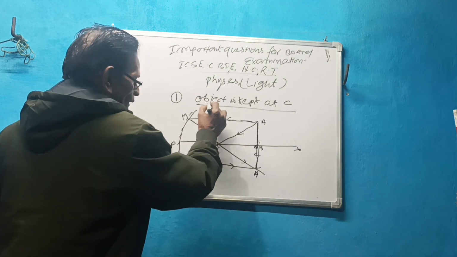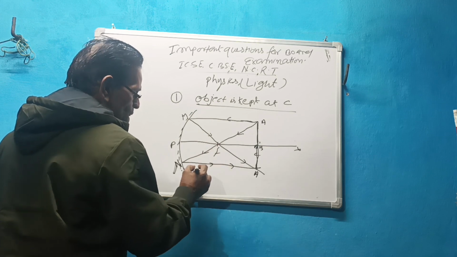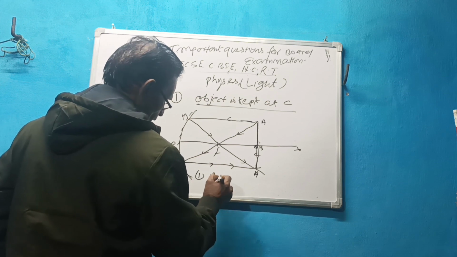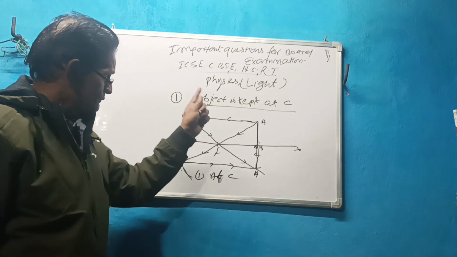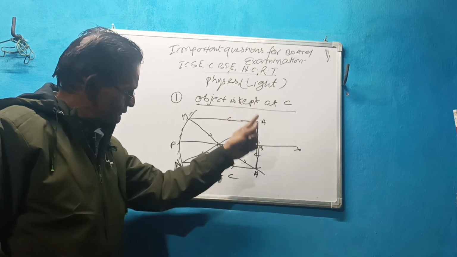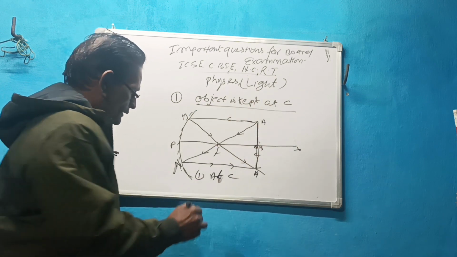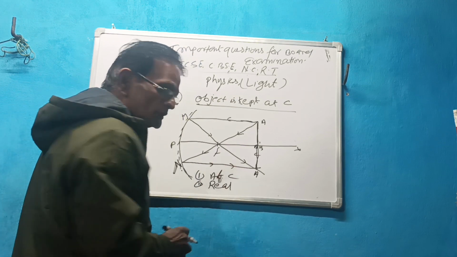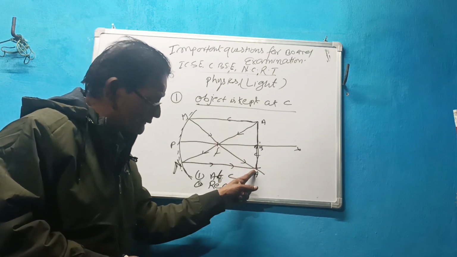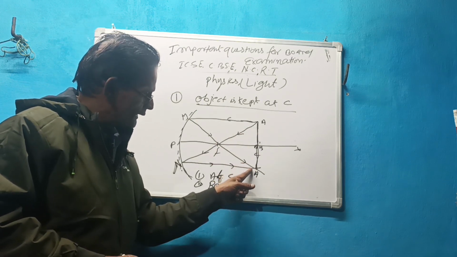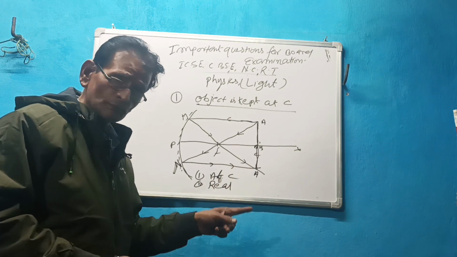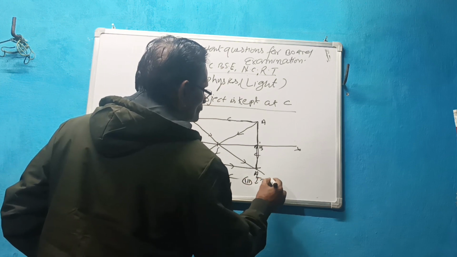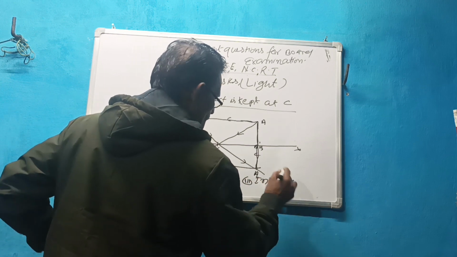When the object is kept at C, first, the image is formed at C. It means the object is at C, and the image will also be formed at C. Second, it is a real image, because the reflected rays are really cutting at the point. And the third is the nature: this is inverted. Inverted means opposite.